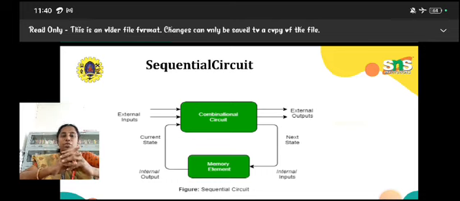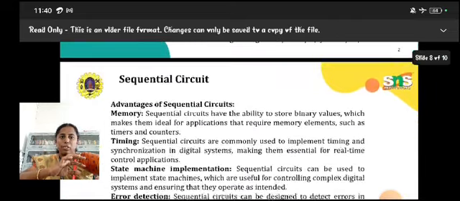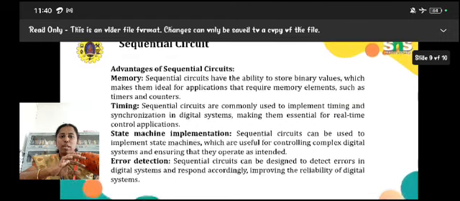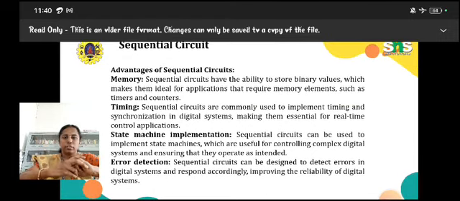So this block diagram indicates the output is fed back to the input. The output is nothing but the next state, and for the memory elements, the output is the internal output and the current state. This is the block diagram of a sequential circuit. Next, let us see the advantages of sequential circuits.